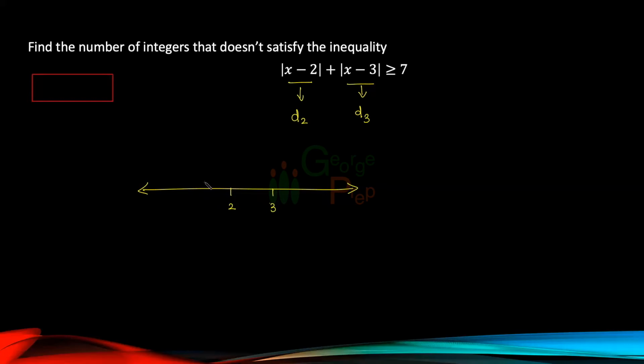Now I'll have to place my x somewhere such that the distance from 2 plus distance from 3 is greater than 7. So definitely I cannot place my x in between, because if I place it in between, then the sum of distance from 2 plus distance from 3 will be equal to what? If I place my x in between, what will be the sum of distance from 2 plus distance from 3? It will be 1, right? So there is no way you can place your x in between.